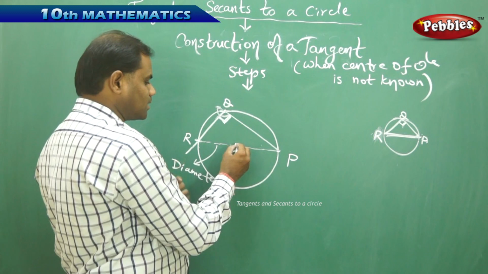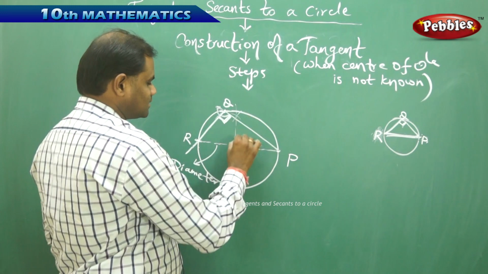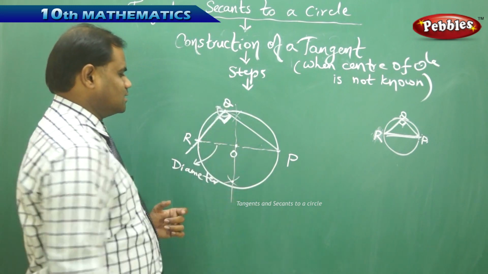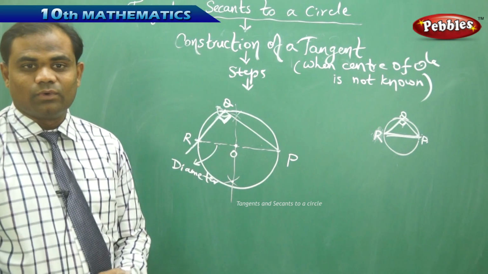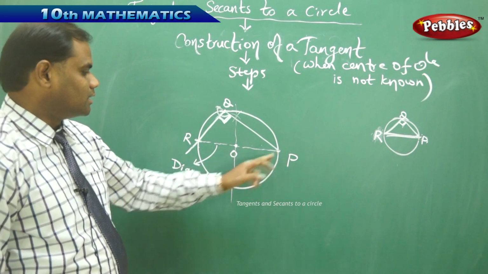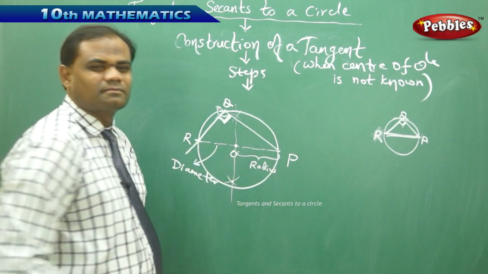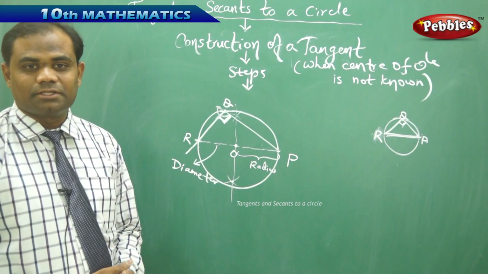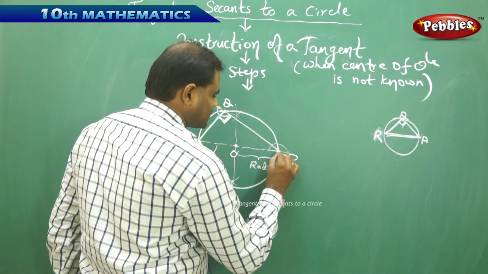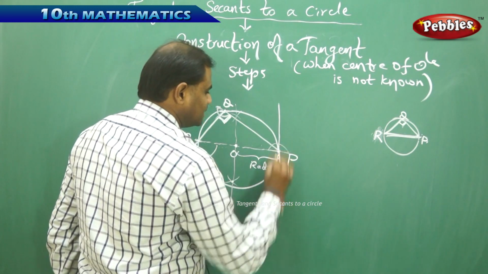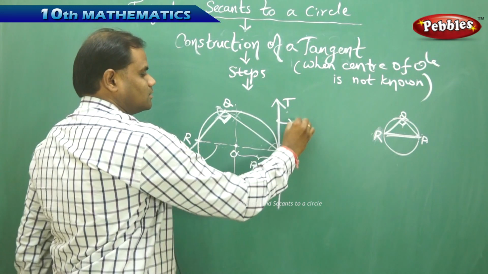So dividing this into two parts using the perpendicular bisector concept, I take more than half, and I get the perpendicular bisector, which gives me the center as O. So this center O gives us the radius. And from the radius, I can construct the tangent, because the radius is perpendicular to the tangent. Therefore, I put the protractor here and measure the angle. Then clearly, I get a line which is a tangent to the circle.